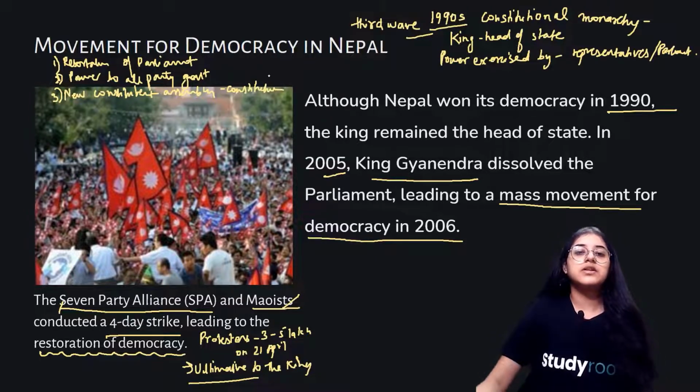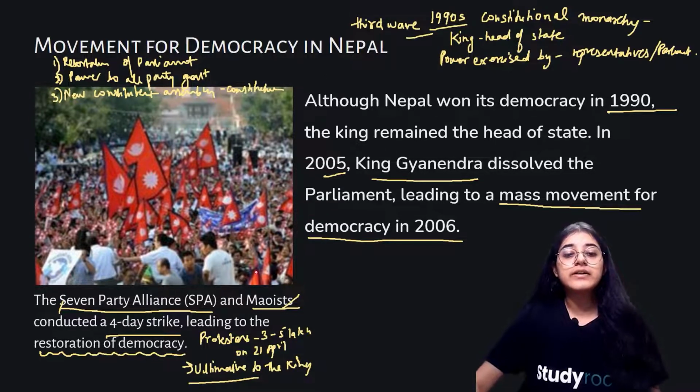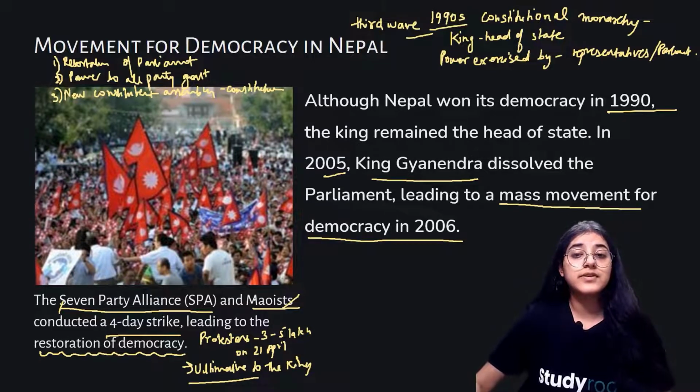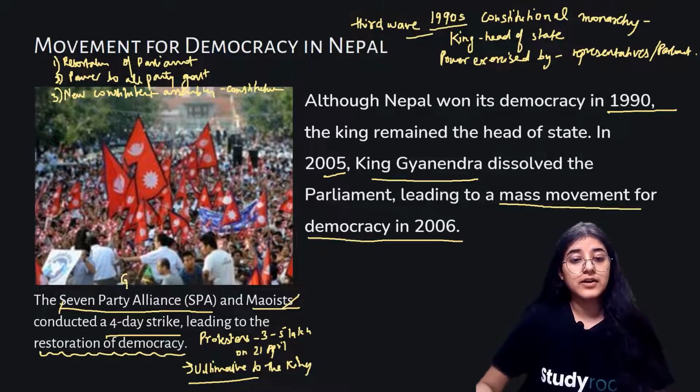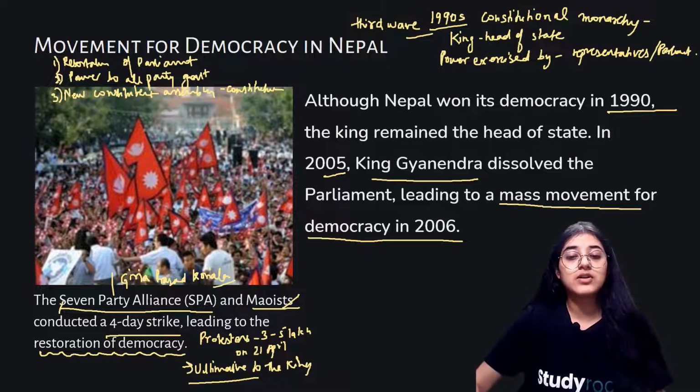So these were the demands raised by the seven-party alliance, the Maoists, or the people who were basically going on an indefinite strike for the restoration of democracy. So that's how we can say who was the prime minister for the interim government made by the seven-party alliance. It was Girja Prasad Koirala. Okay, let me write it here only. Girja Prasad Koirala. So this is what happened in Nepal, the whole movement and the whole scenario that happened in Nepal.